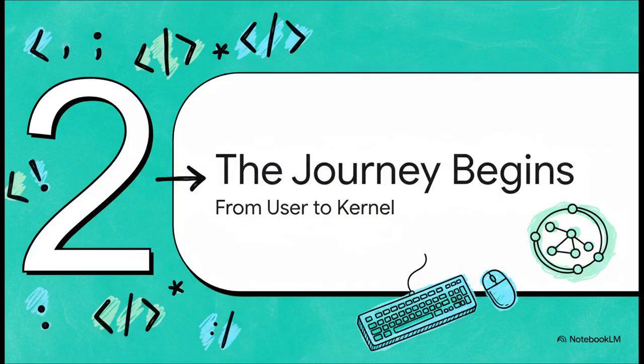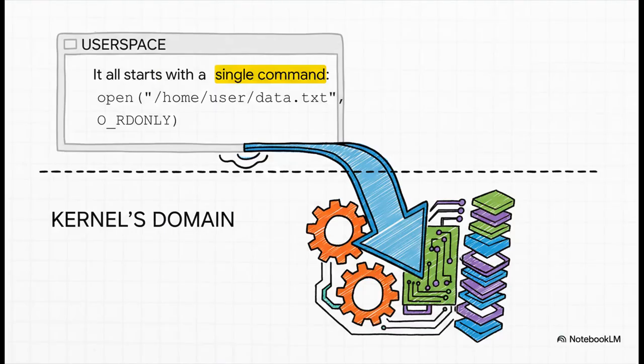All right, the stage is set. We know about the VFS. Now let's actually start the journey. And believe it or not, it all kicks off with one very familiar line of code. This right here, this is our call to adventure. This simple little function in our program is the trigger. It's what takes us from the calm, safe world of user space and sends us plunging right into the kernel's domain to get the real work done.